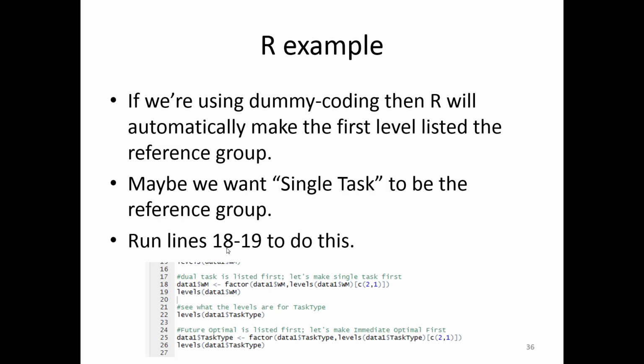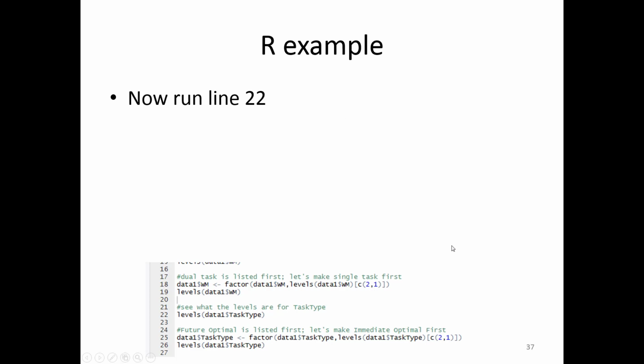So if we want to reorder that, we can run lines 18 and 19. Okay, so this tells R to recompute the working memory factor by reordering the levels. So the level that was second now becomes the first one listed, and the level that was first, dual task, now becomes the second one listed. Okay, so now when I run line 19, it shows me the levels are single task and then dual task. So in other words, single task is listed first, it's going to be coded as the reference group, and dual task is the comparison group.